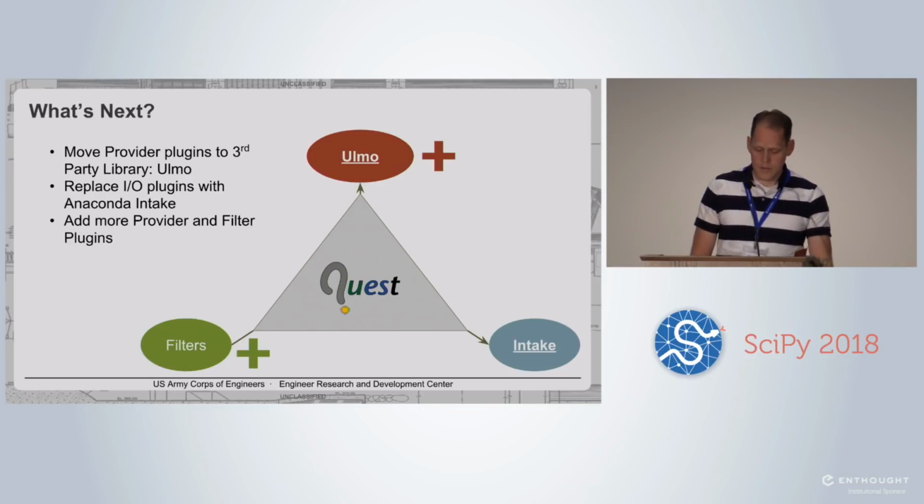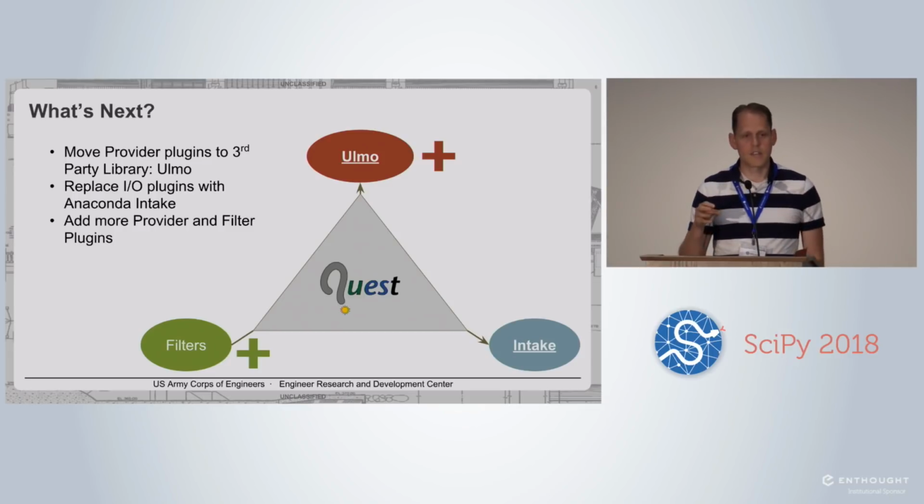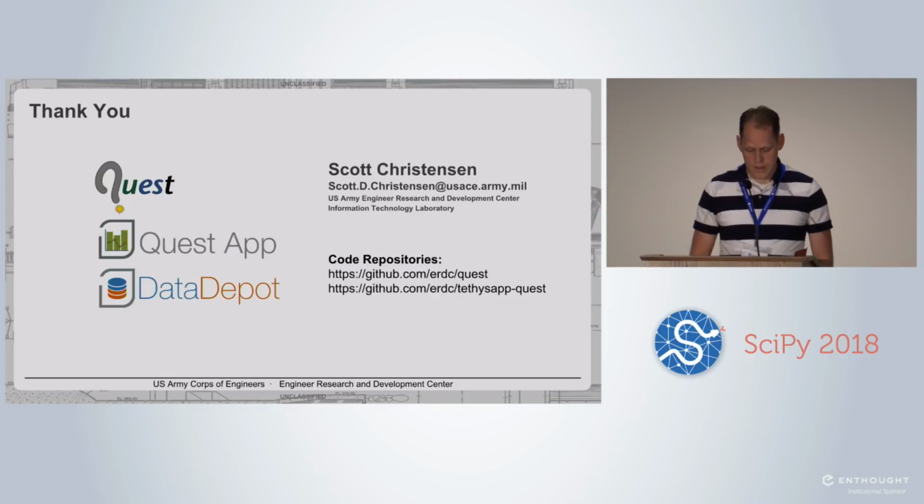So it's very extensible. Where we're going is that rather than having all of these plugins within Quest itself, we would like to use external libraries like Intake, which Anaconda just released, to handle I/O. Ulmo, we'd like to push a lot of the data providers back into Ulmo, which is an existing Python library. And then we're looking for something for filters, but we're adding more filters. So here are the repositories.